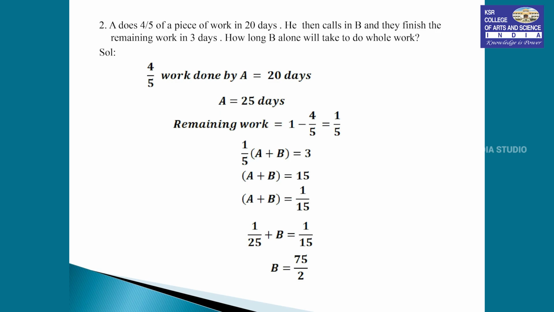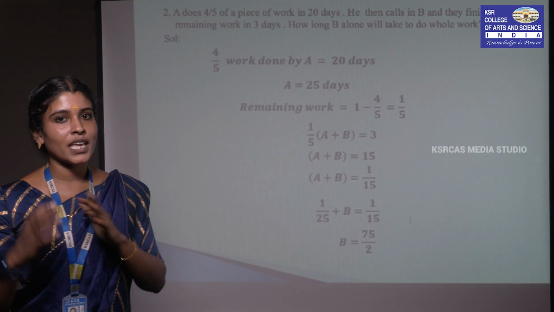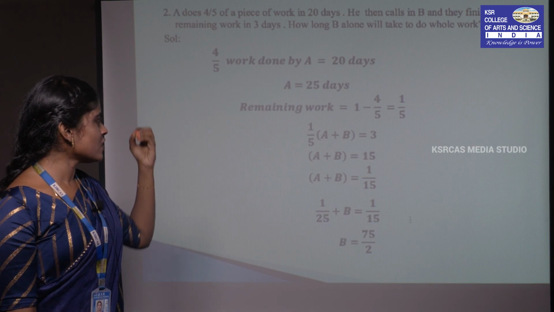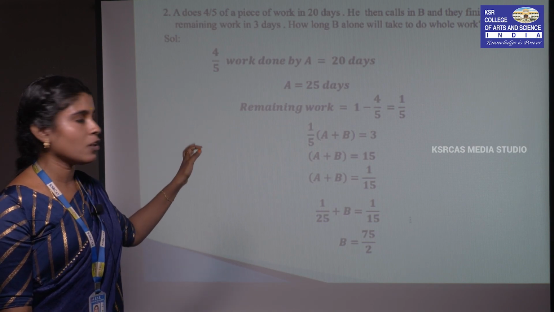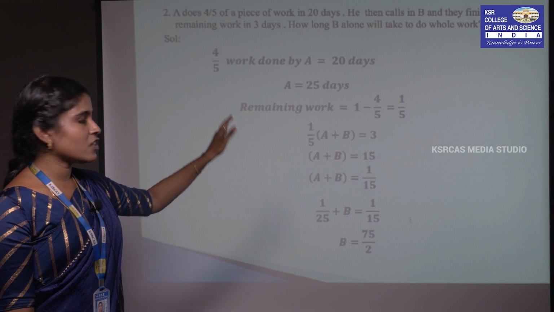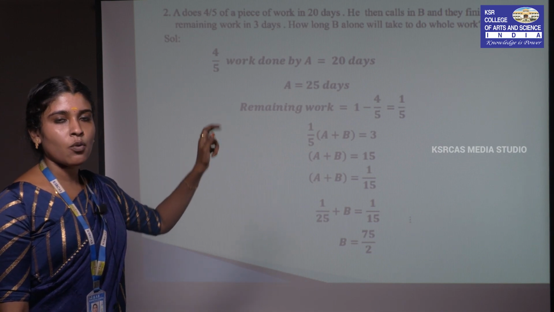As usual, we have to find A completed the work. So here A completes the work in 25 days. Second one, he then calls in B and they finish the remaining work in 3 days. So already A did 4/5 of the work. So from here we have to find the remaining work. So here 1 minus 4/5, so the remaining work is 1/5.